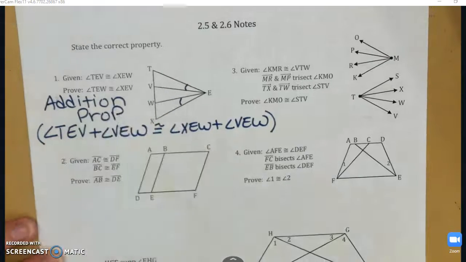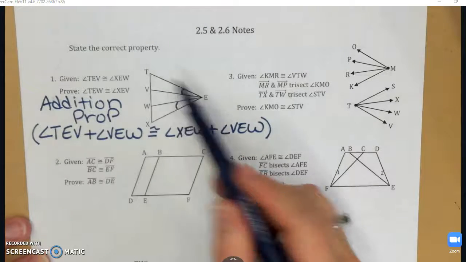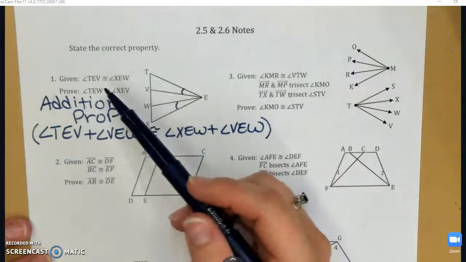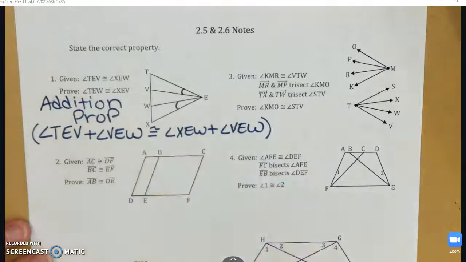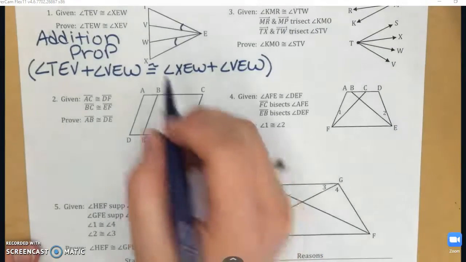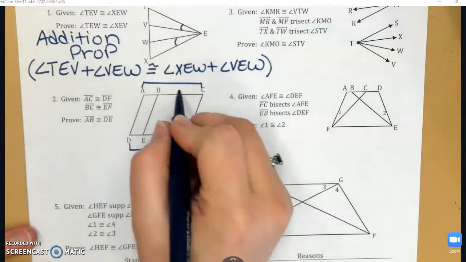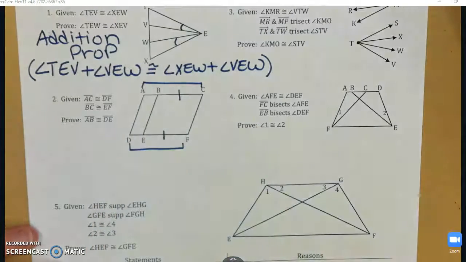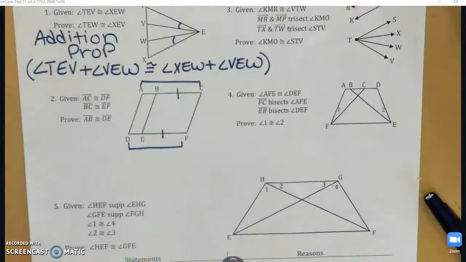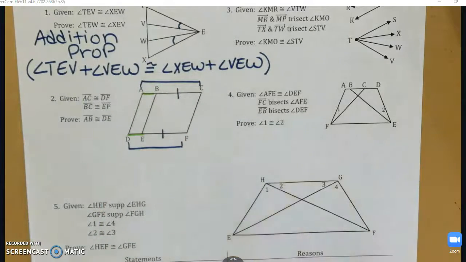Another way that you could figure that out with context clues would be to say, okay, I'm going from a smaller angle to a larger angle, and I don't have keywords. I just have the congruence statement. Okay, let's look at this again on number 2. If AC is congruent to DF and BC is congruent to EF, I want to know how AB is congruent to DE. Well, let's analyze both of those.